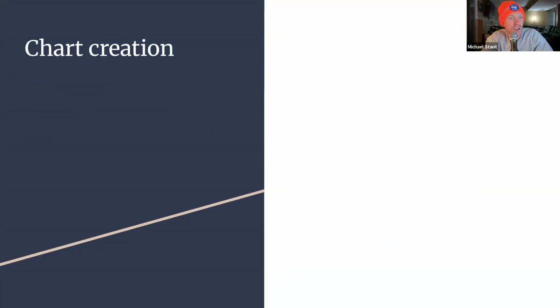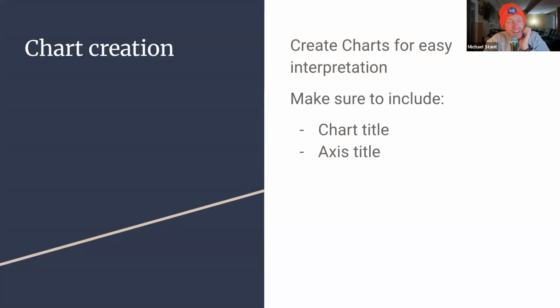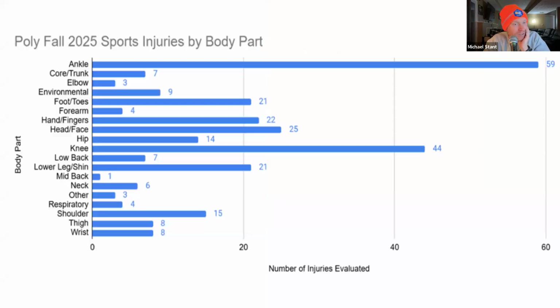Chart creation. Even if you have all this data and you can't present it effectively to stakeholders, what does it do for you? So just make sure you include the basic stuff. I know it's basic, but chart title, axes titles, units, clear category descriptors. The important thing is just to make sure it looks like you can understand it.